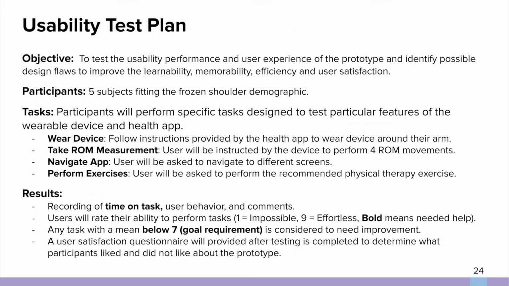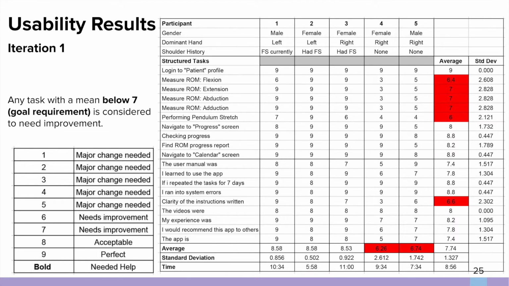To test the usability of our system, 5 subjects fitting the frozen shoulder demographic were instructed to perform various tasks using the prototype. These tasks included wearing the device, taking range of motion measurements, navigating the app, and performing exercises. When the subject finished their task, they then completed a survey rating the difficulty of each task. The rows show each task while the columns show each subject and how they rated each task.